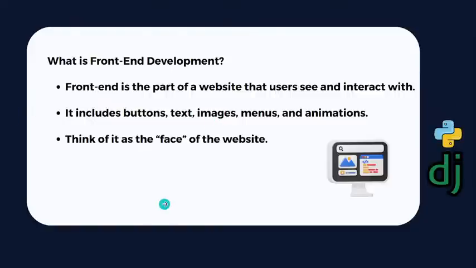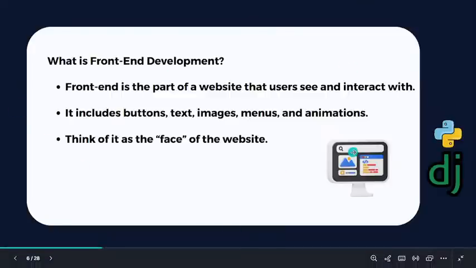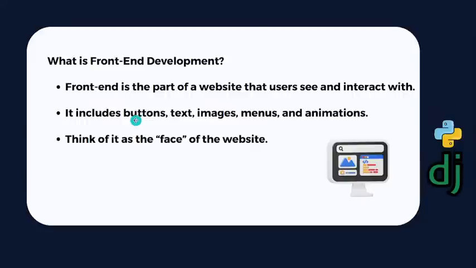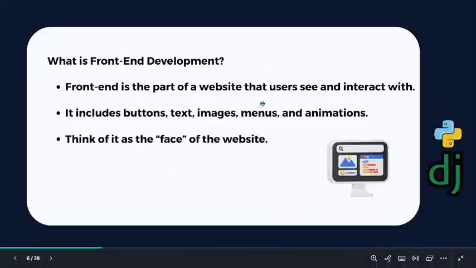If you load any website like Facebook, Instagram, or many others, what you see when you log in is called front end. That includes buttons, text, images, menus, and animation. These are the things included in the front end.